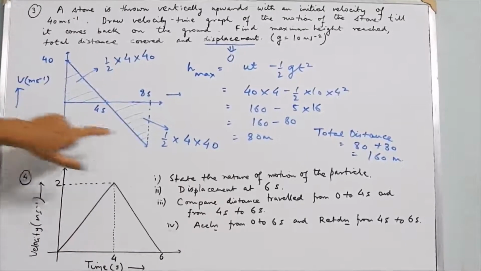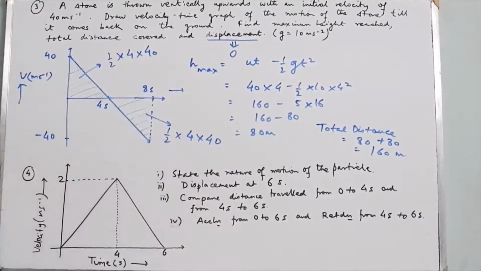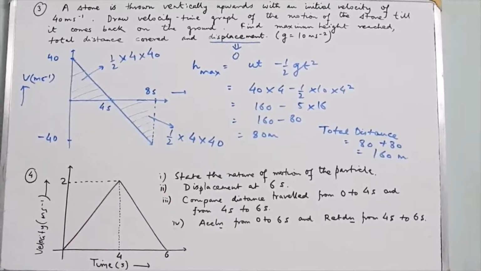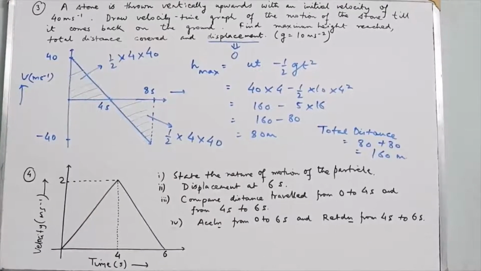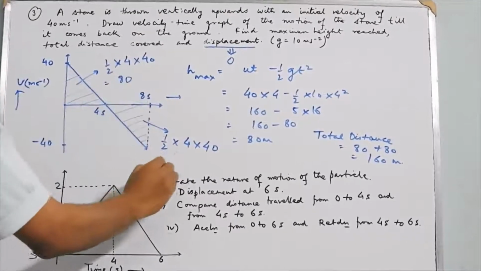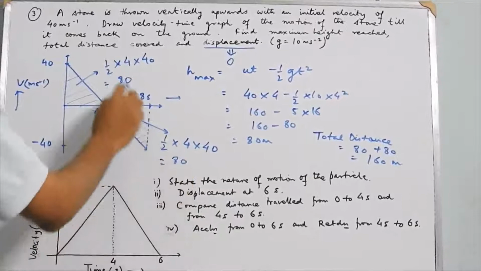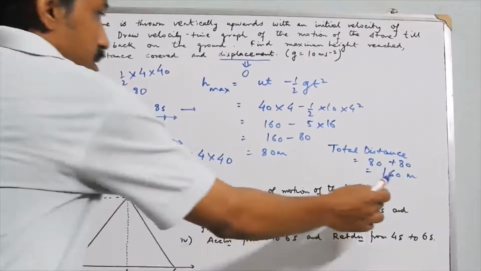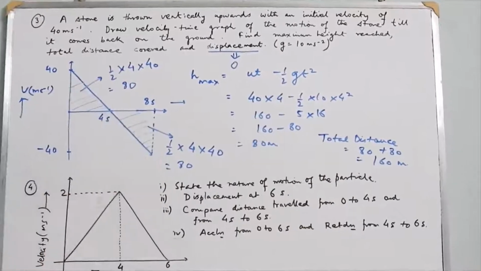Instead of minus 40, we are taking plus 40 because in case of distance, we ignore the direction because it is a scalar quantity. So half into 4 into 40 is obviously 80. Again, this is 80. So if you add 80 plus 80, you will get 160 as the total distance traveled.